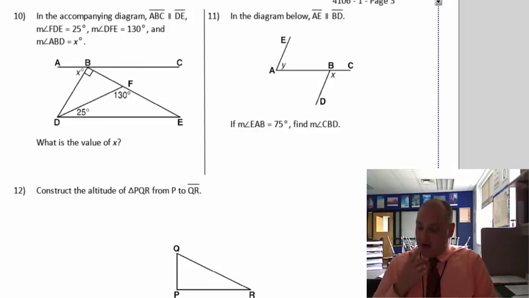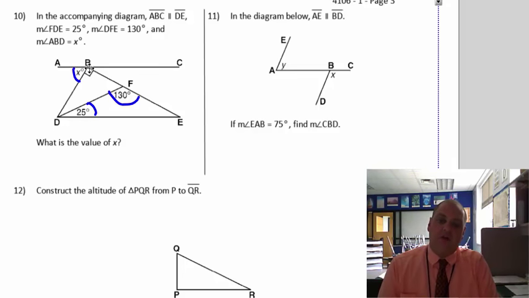In the accompanying diagram, we have a lot of information here. FDE is 25. That was given right there. DFE is 130. That was labeled right there. And angle ABD is X. Okay, so what do we know? All right, what are we trying to find? We're trying to find the value of X.